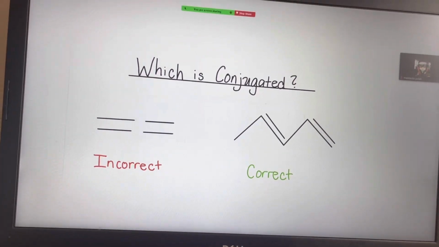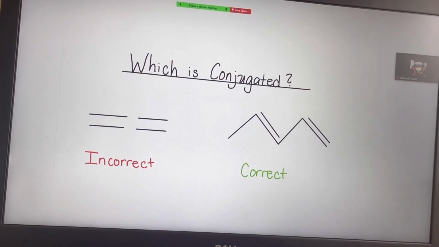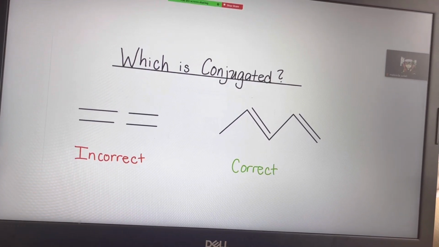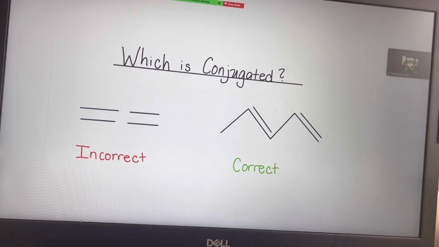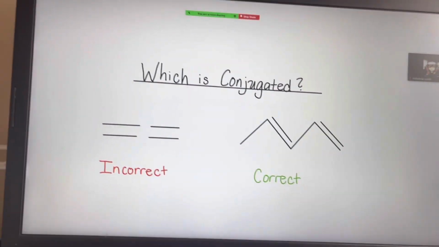So which is conjugated? The correct one is the one that's highlighted with correct because they're no more than one carbon apart, and the incorrect one is actually cumulated.